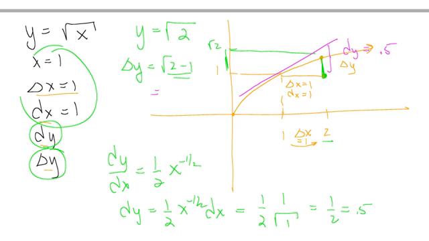How far off is it? Well, I'm just going to use my calculator here. Square root of 2 minus 1 is 0.4. Oh, I put the bracket in the wrong spot there.